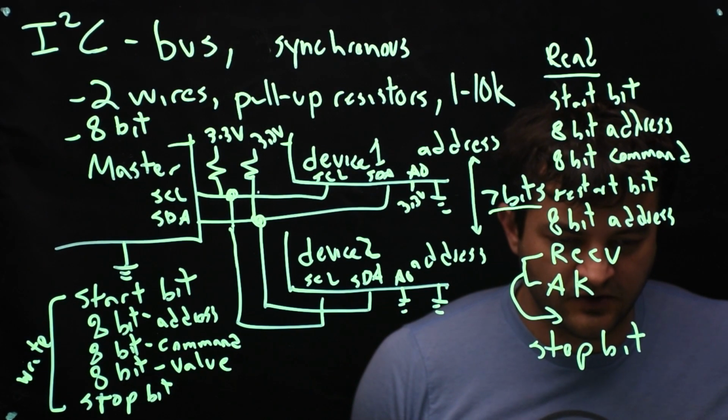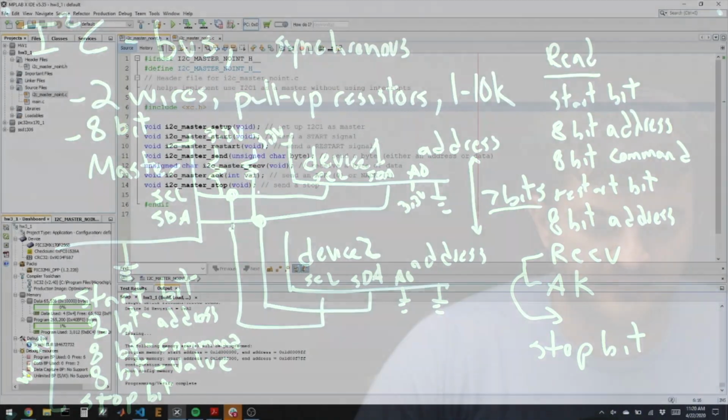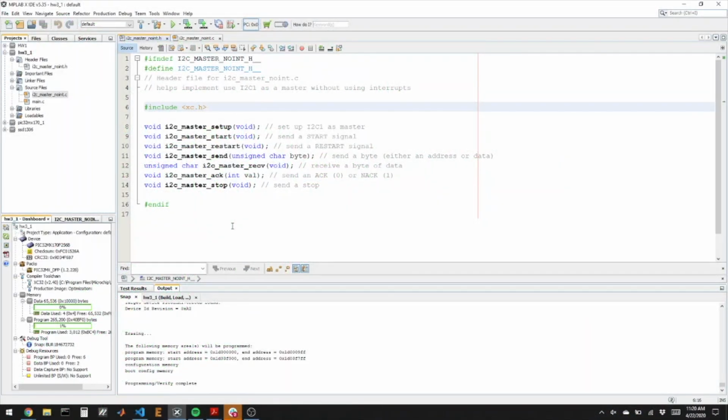Let's take a look at some of the code. It's very helpful to have a library in this case. So I have an H file and a C file, and these ones are called no-int because they're not using interrupt-based communication. This is using a polling style method. We have an I2C setup function, where you can set your baud rate. We have the start and the restart bits. We have the send and the receive functions. When you're receiving, you need to acknowledge that you got what you're reading. And then we have the stop bit.